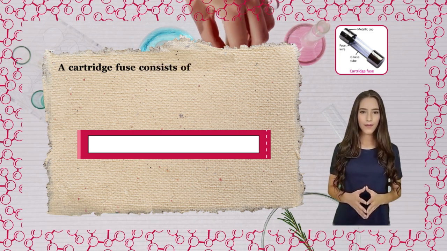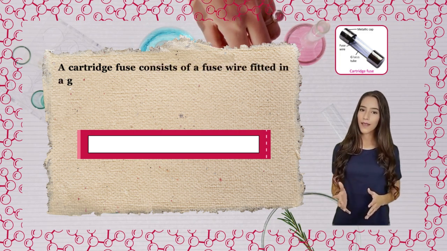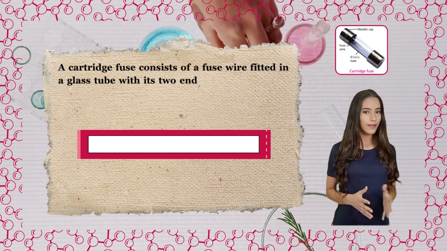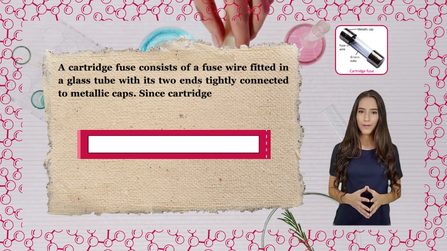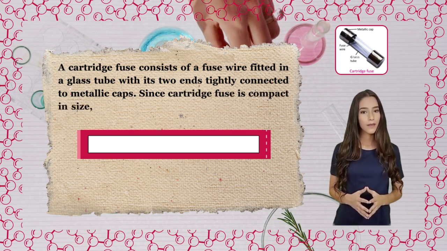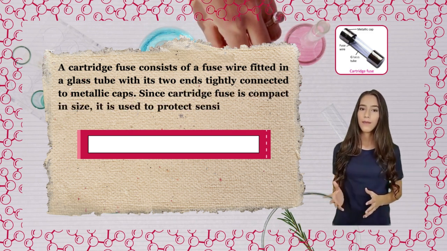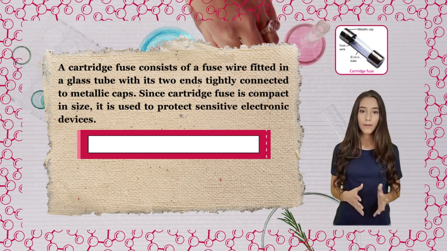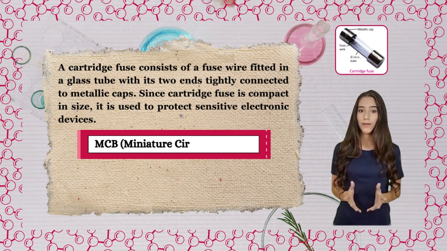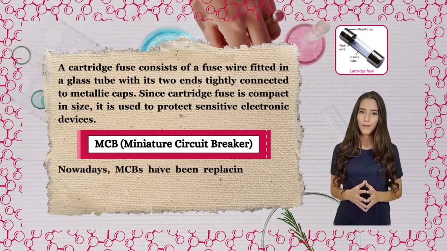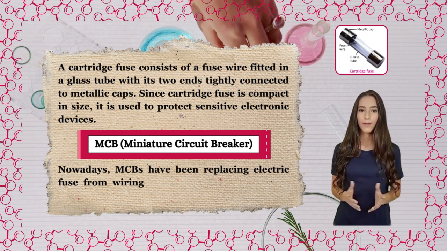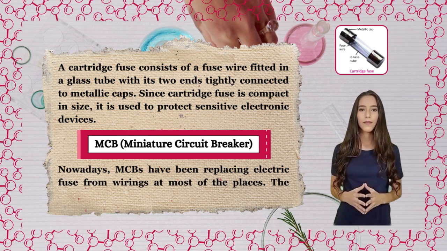A cartridge fuse consists of a fuse wire fitted in a glass tube with its two ends tightly connected to metallic caps. Since cartridge fuse is compact in size, it is used to protect sensitive electronic devices. MCB, miniature circuit breaker. Nowadays, MCBs have been replacing electric fuse from wirings at most of the places.